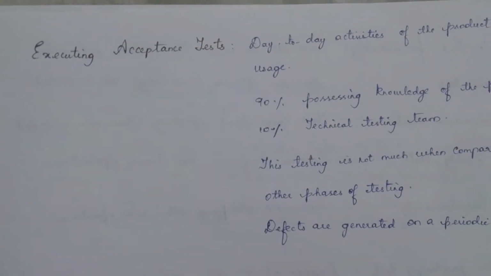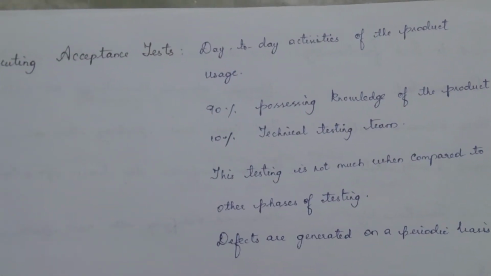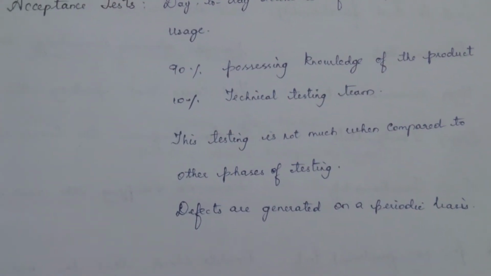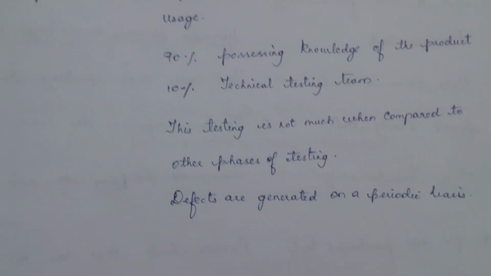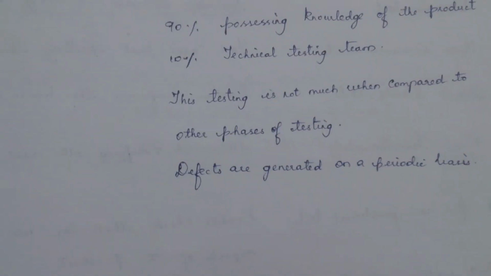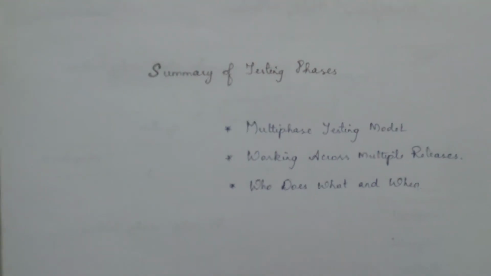Last one is known as executing acceptance tests. This is the day-to-day activities of the product usage. 90% product knowledge and 10% technical testing team must be allowed. This testing is not much compared to other phases of testing. Defects are generated on a periodic basis.